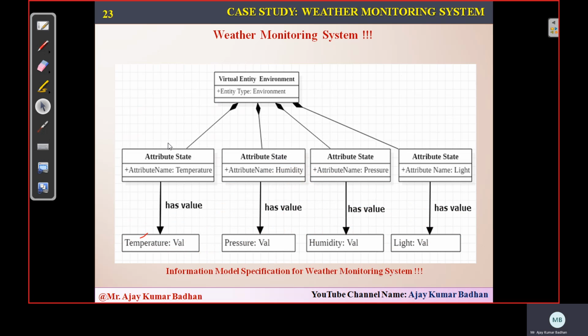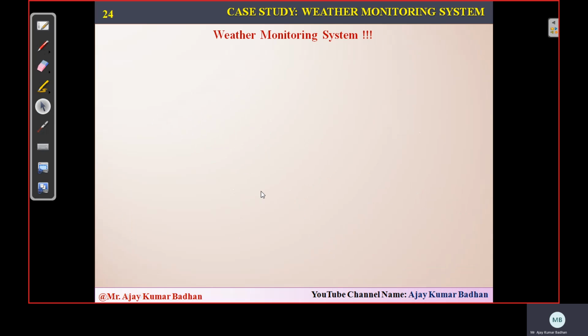Now this is related to your information model. So we have a virtual entity here, that is the environment. We saw it in the previous diagram. We have one virtual entity, and that virtual entity has four different attributes. What are the attributes this virtual entity has? The environment consists of temperature, humidity, pressure, and light. All this we are reading. That's why we have four different attributes for this particular virtual entity. And they will have values related to temperature, pressure, humidity, and lastly light, meaning whether the light is dull, low, or good. That information is there.